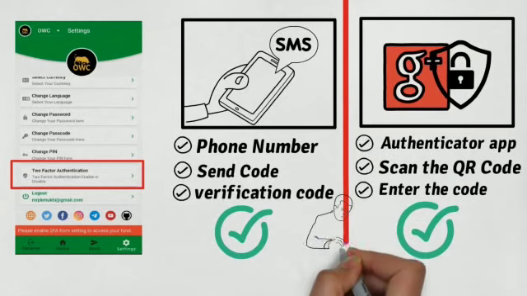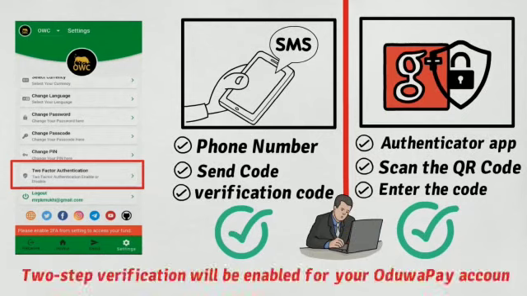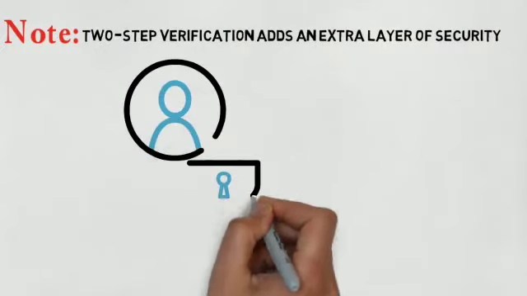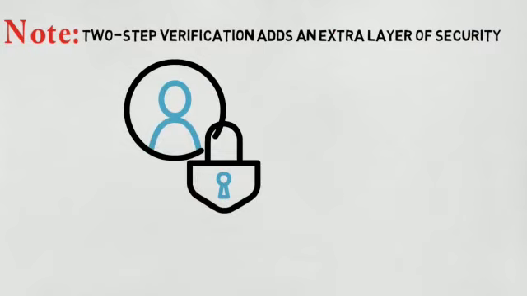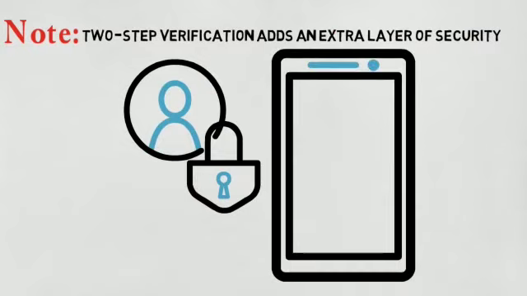8. Once you have successfully verified your phone number or Google Authenticator app, two-step verification will be enabled for your Oduwapay account. Note, two-step verification adds an extra layer of security to your account by requiring a code in addition to your username and password. This code is sent to your phone number or generated by the Google Authenticator app and is required to log into your account.